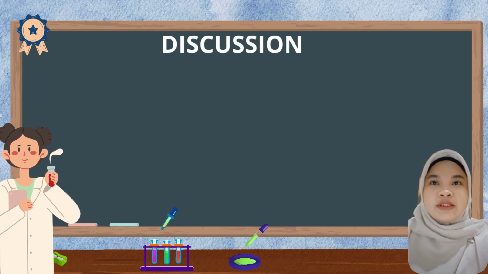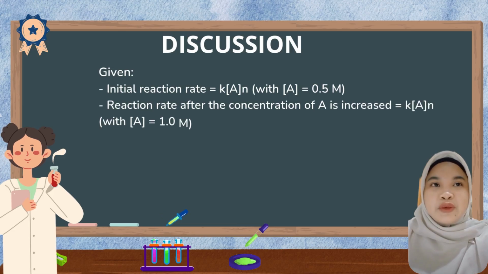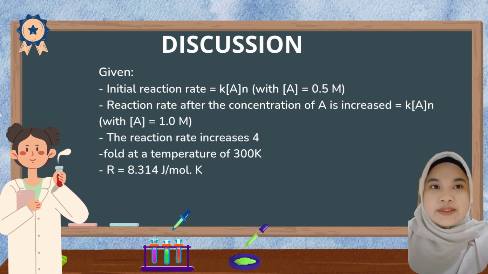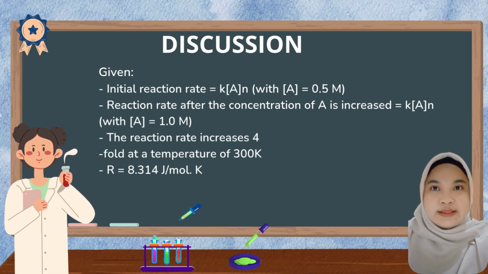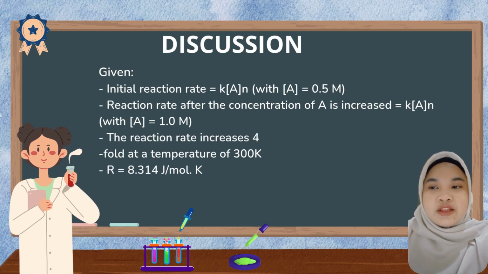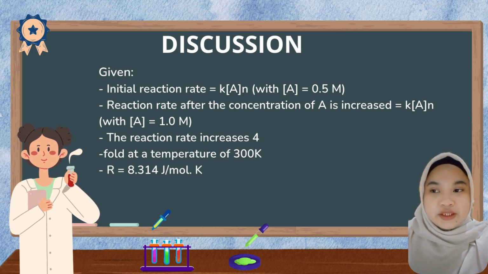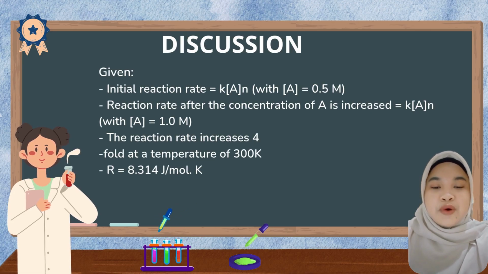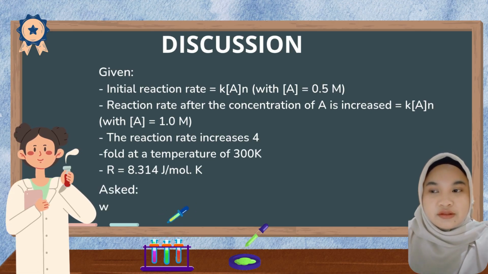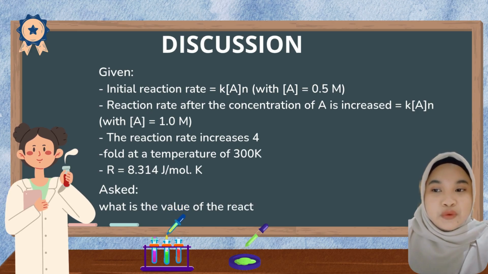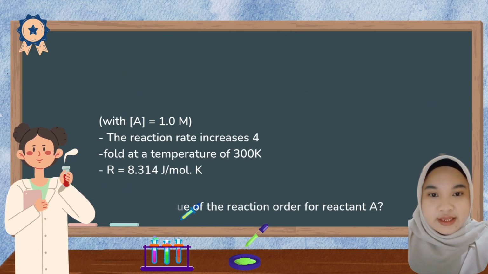Discussion. Given initial reaction rate equal to K times concentration of A to the power of n, where concentration of A is 0.5. Reaction rate after the concentration of A is increased equal to K, where concentration of A is 1. The reaction rate increased fourfold at a temperature of 300 Kelvin. R equals 8.314 joule per mole Kelvin. Ask: what is the value of the reaction order for reactant A?